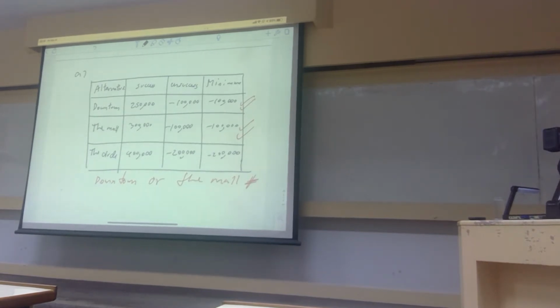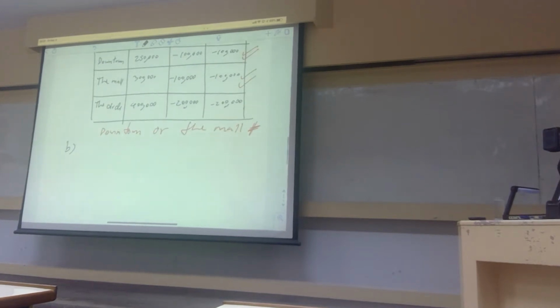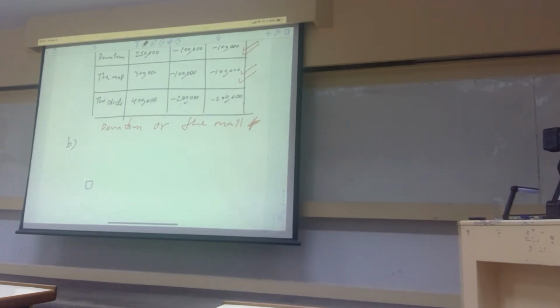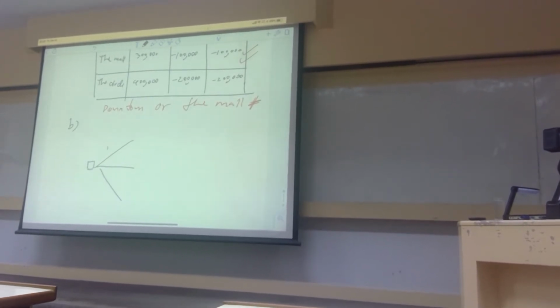For question B, draw a little tree and select the best alternative. So very simple, right? They do have three alternatives: downtown, the mall, the circle. And we have just two possible outcomes, success and unsuccess.